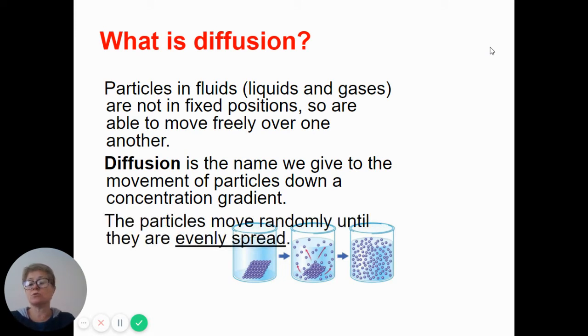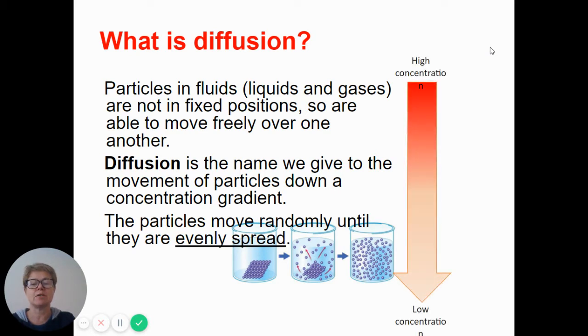And the particles will just keep moving until they're evenly spread out. And of course, actually, they're still moving after that. But you don't notice an overall movement because the particles are all now evenly spread. So we have an even concentration. So there we are, an arrow showing movement from high to low concentration.